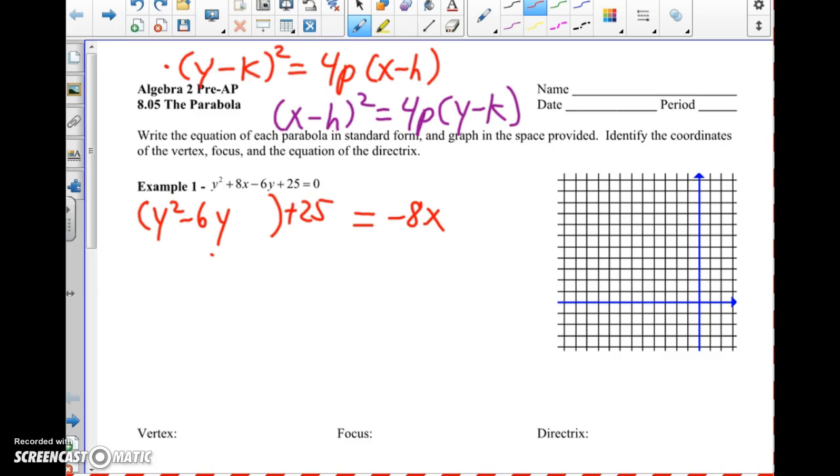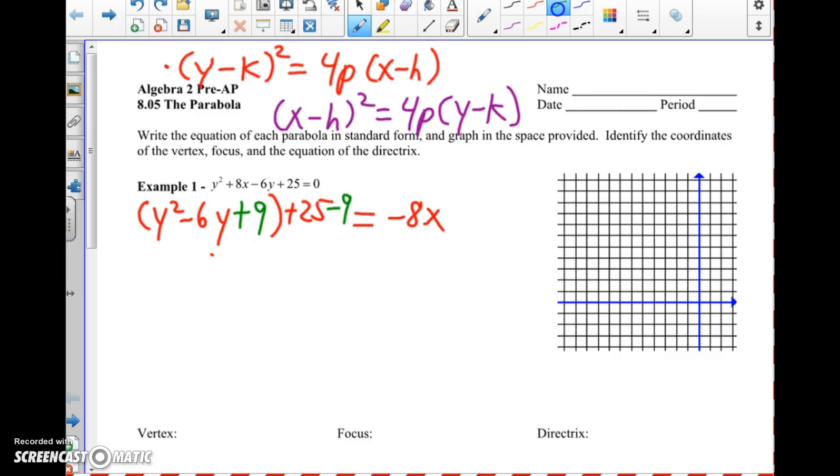Now, look at your neighborhood. Y squared and negative 6y are in the neighborhood. Who are they going to ask to join them in the neighborhood? 9. Very good, 9. That's why you did this work yesterday, even though you didn't realize I was prepping you for this. 9 joins them. But who doesn't join them? Negative 9 doesn't join them. Very good.